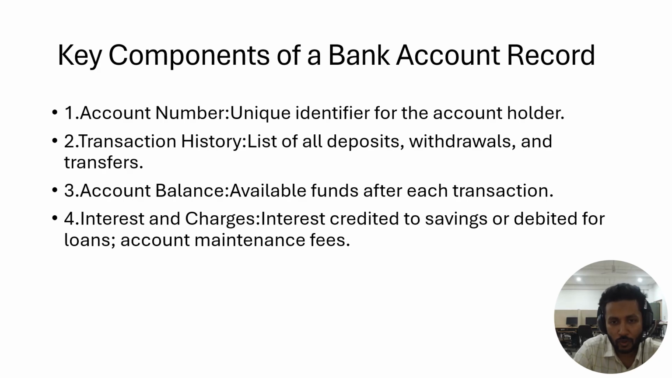Now, what are the key components of a bank account record? Let's see. First is account number, a unique identifier for the account holder. Second is transaction history, a list of all deposits, withdrawals, and transfers. Third, account balance, the available funds after each transaction. And fourth is interest and charges: interest credited to savings or debited for loans, and account maintenance fees.